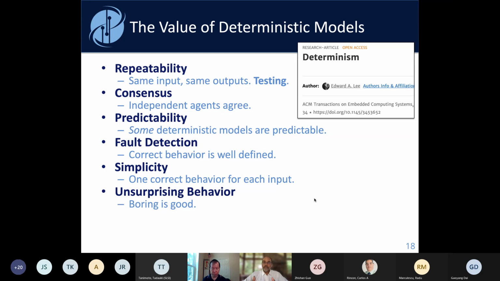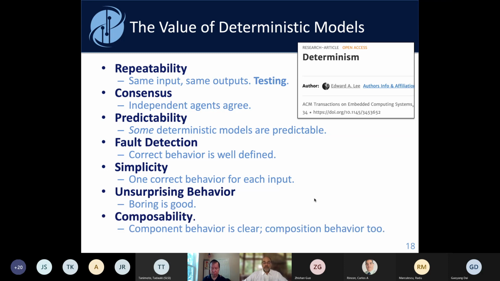Unsurprising behavior. Often having your system be boring is a good thing. And composability. If you're composing a system out of components, which we all do, if the component behavior is deterministic as a function of its inputs, and our composition semantics is also deterministic, then the composition behavior will also be a consequence of the composition and will be something you can determine from the composition. So that's an extremely valuable property.